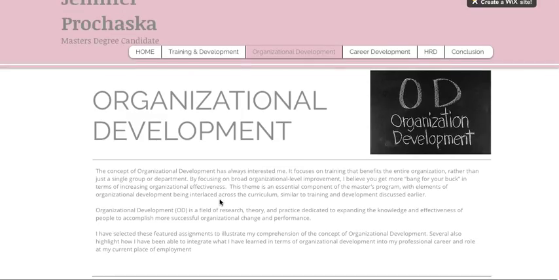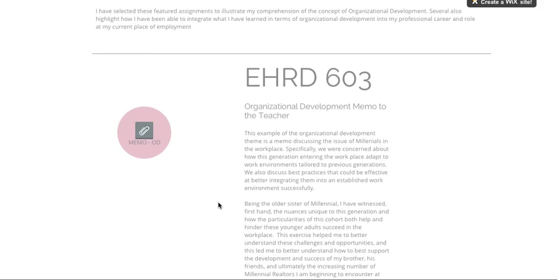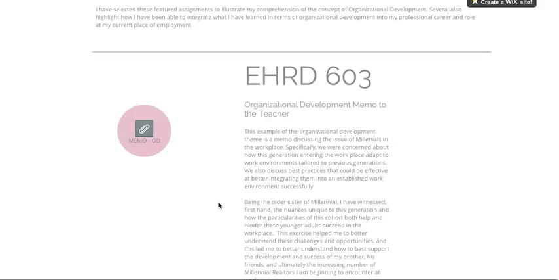Organizational development is a field of research, theory, and practice dedicated to expanding the knowledge and effectiveness of people to accomplish more successful organizational change and performance. By focusing on broad organizational level improvement, I believe you get more bang for your buck in terms of increasing organizational effectiveness. In EHRD 603, the series of memos continues, with one related to organizational development.